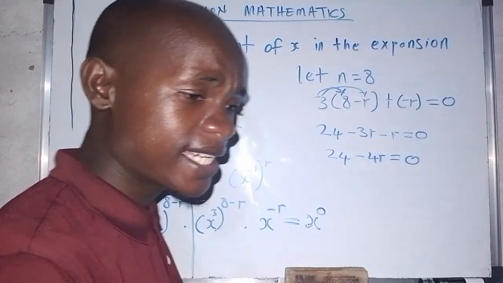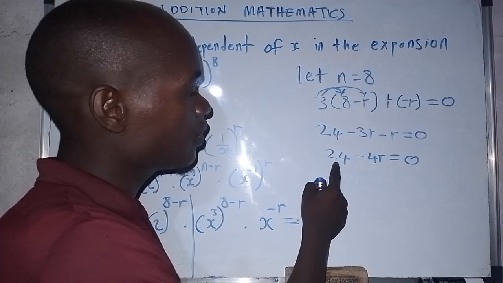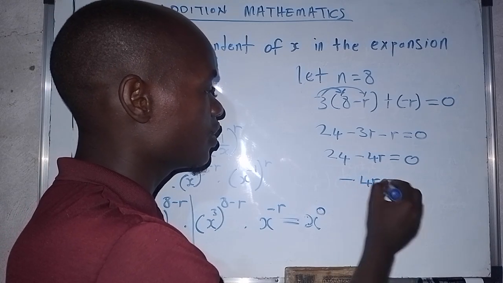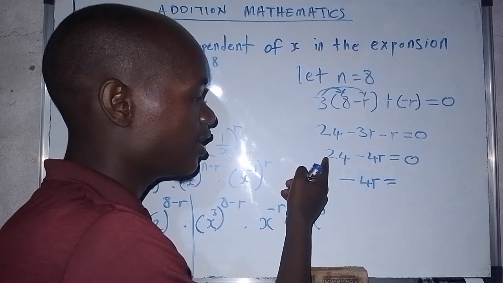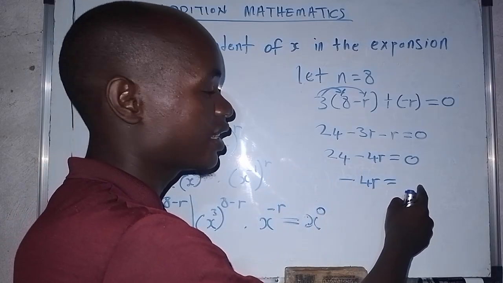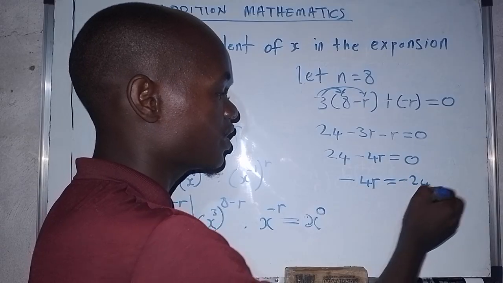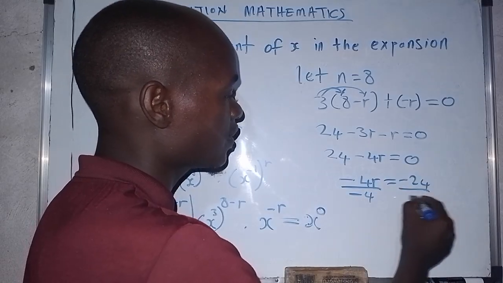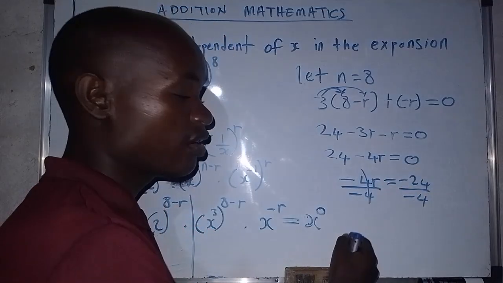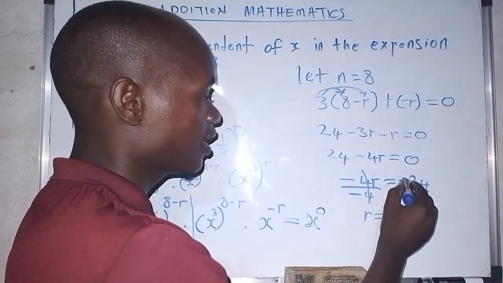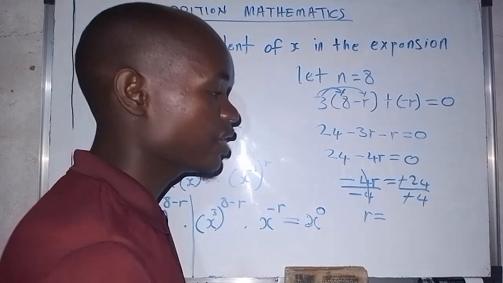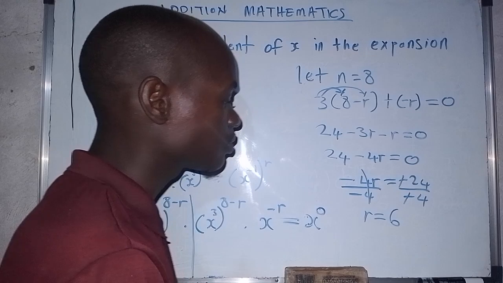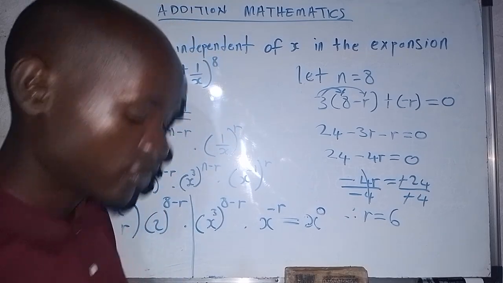But these are unlike terms. So this 24 should go to the other side, so that we remain with negative 4r. When I take it to the right hand side, it becomes negative 24, since it has crossed the equal sign. Then you divide both sides by negative 4. Negative divided by negative is a positive, so our r is positive. How many times can 4 go into 24? That is 6 times. So therefore r is equal to 6.